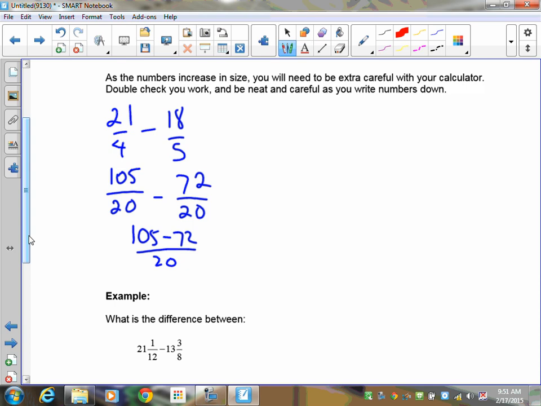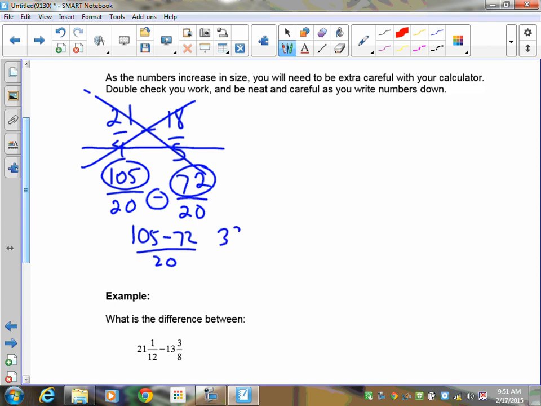Now you'll notice the method is exactly the same as we've done before. You're going to do this to get your denominator. 21 times 5 for this number here. 18 times 4 for this number here. Once you've got the two numbers, since we're subtracting, you just take the 105, take away 72, and it's all over 20. So this gives me 33 over 20, which of course is 1 13/20. So the difference is 1 13/20.